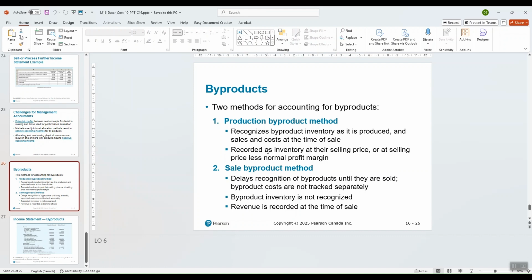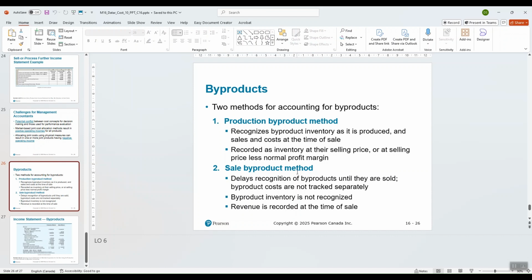So that's when we're using the production by product method. Whenever we're using the sales by product method, we wait until the products are sold, and once they are sold, we recognize them as part of the sales, and then obviously it will decrease the gross margin at the end. So we don't decrease it or do an adjustment to the inventory, we simply add it into the sales. The revenue will go up with that product line.